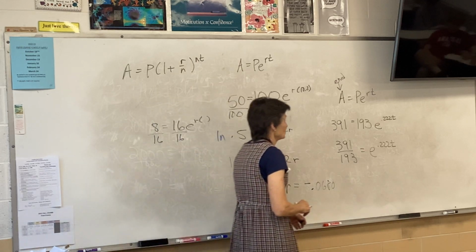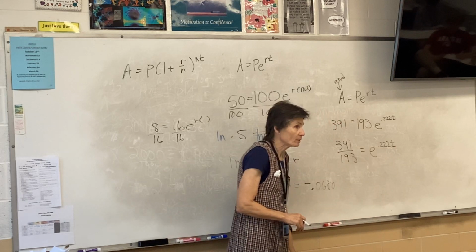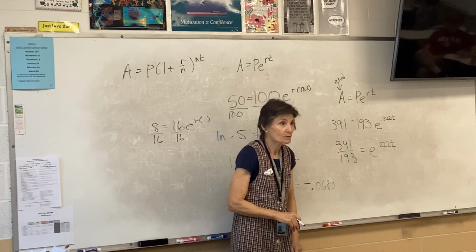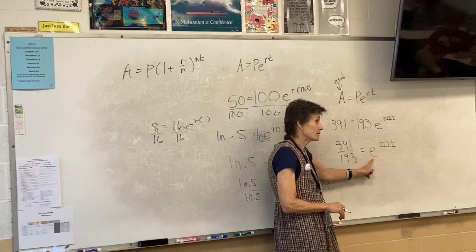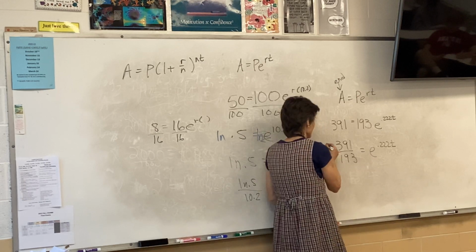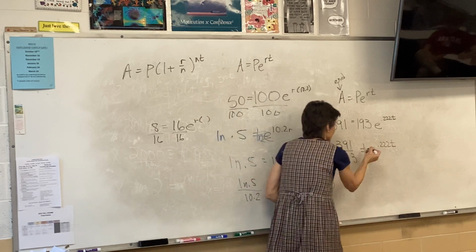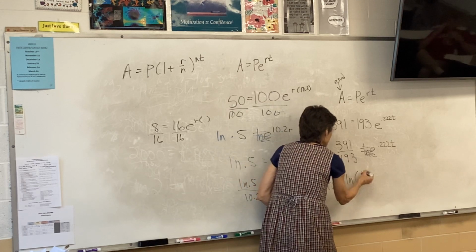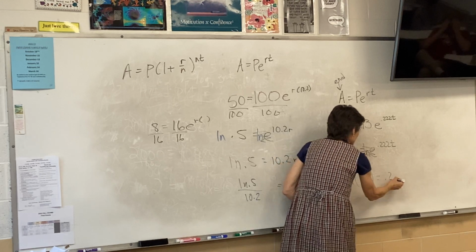Now, I need to solve for t. It's an exponent. The only way to solve for an exponent is to use a logarithm. Since the problem is a PERT, an e problem, I will ln both sides, and that will make this go away. So ln of this fraction equals 0.222t.